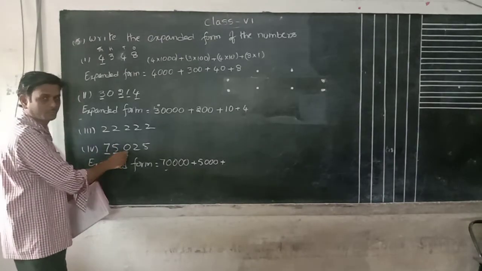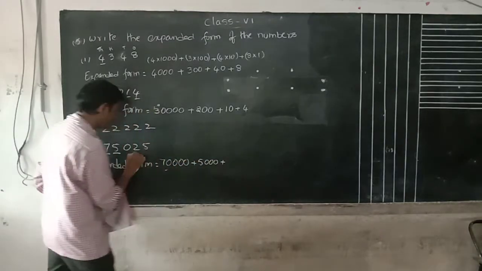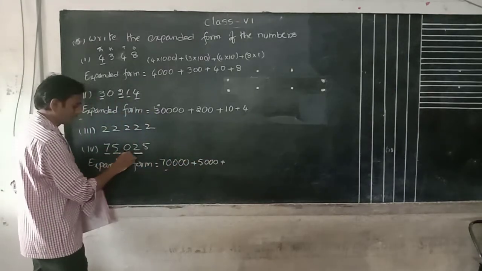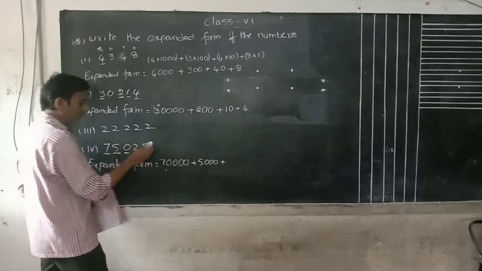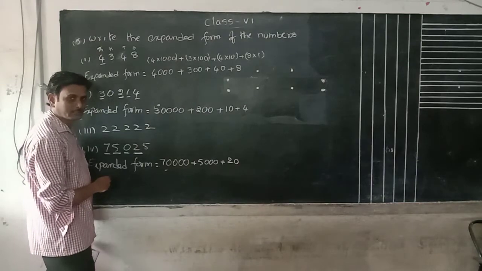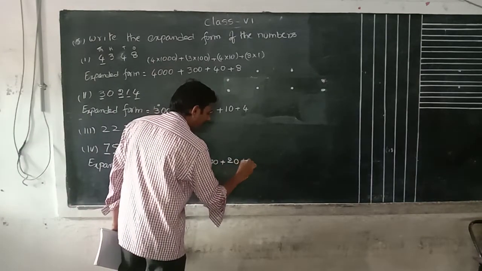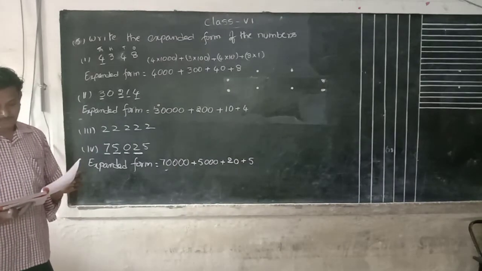Okay, 0. 0 no need to write. That place we have to leave. Next one is 2. 2 after how many digits are there? 1, 2, right? After 2, one digit, so one 0 we have to write. Next, the last one is 5. This is the expanded form.